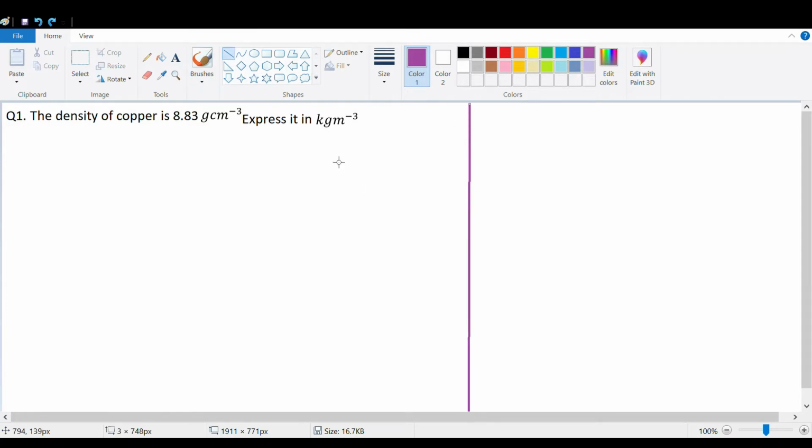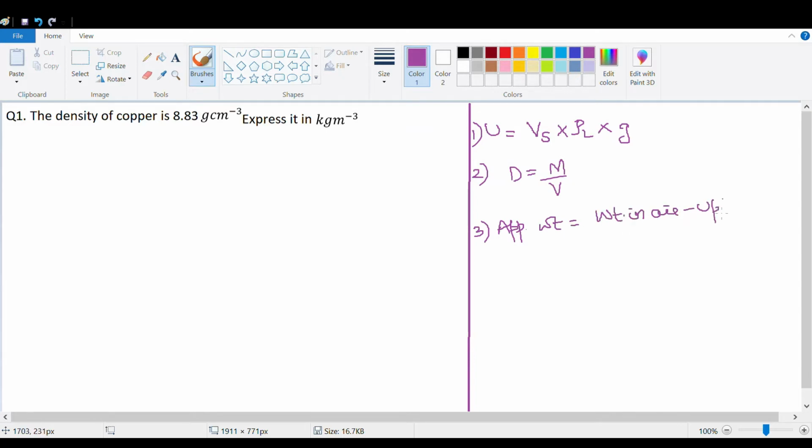So exercise 5a was about upthrust, where we said upthrust is equal to volume of the solid which is underwater multiplied with density of the liquid multiplied with gravity. That's one thing that we did. The second thing that we did was density is equal to mass upon volume. And the last thing we talked about was apparent weight is equal to weight in air minus upthrust. So that was apparent weight.